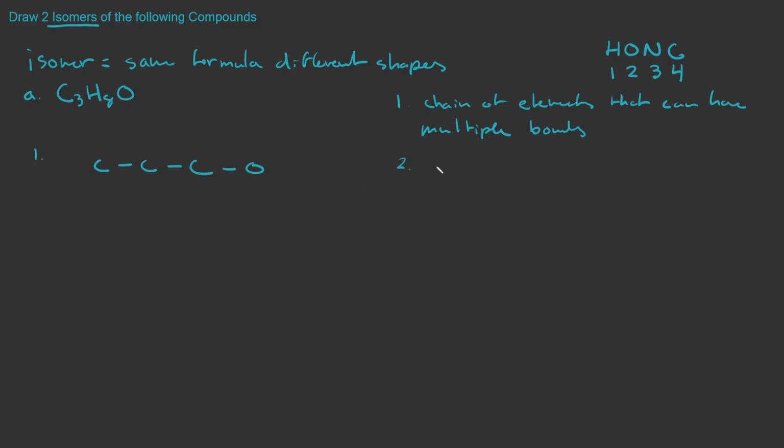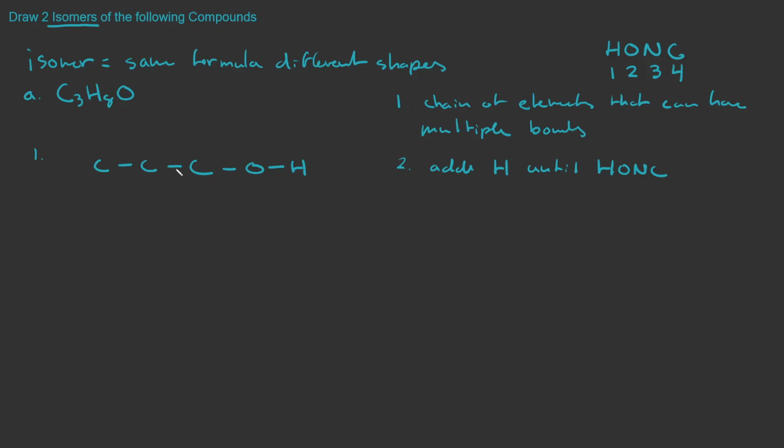Then step 2 is to add hydrogens until HONC is satisfied. What we have to do is look at each of these individual atoms and make sure that they have the appropriate amount of bonds. If we look farthest to the right, this oxygen has 1 bond attached to it. And since in HONC it needs 2, we add 1 hydrogen so that it has 2 bonds. Now we know that this oxygen is satisfied, so we go to the next element over.